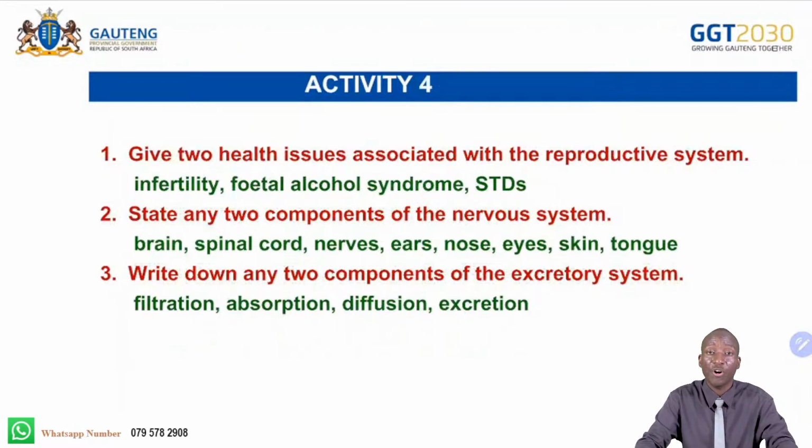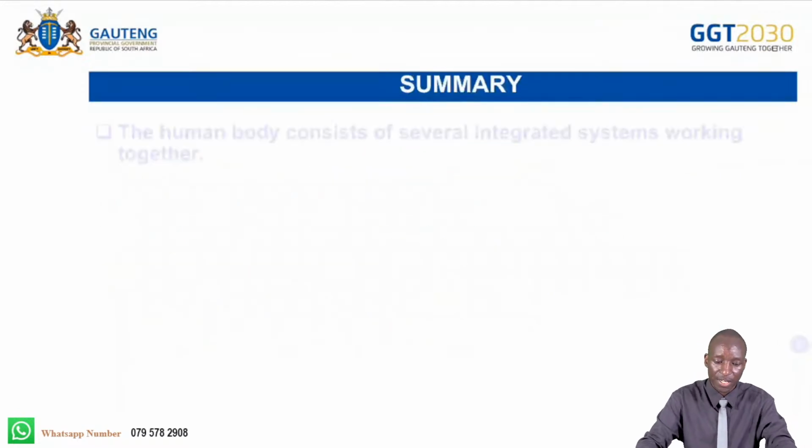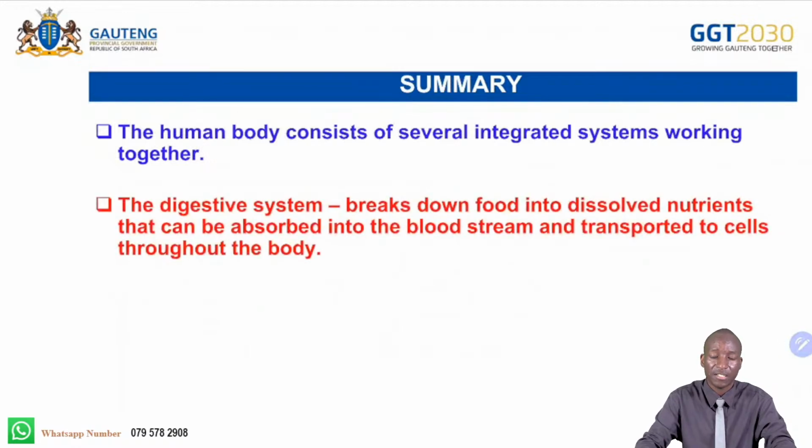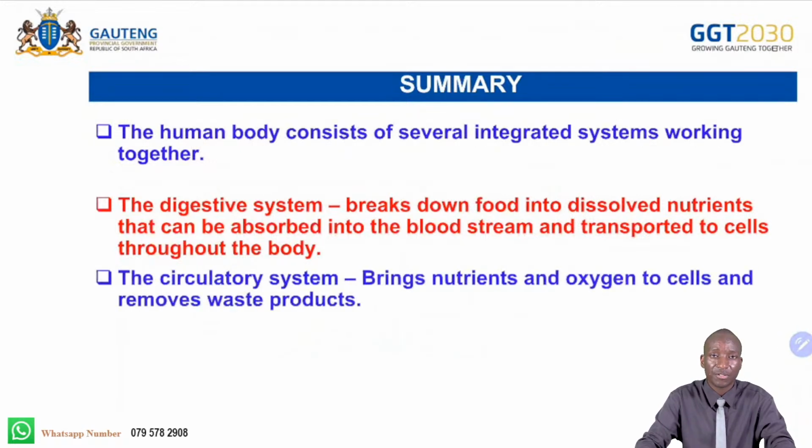So that's all about activity number 4. That's our last activity. Now let's summarize our lesson. The human body consists of several integrated systems working together. The digestive system breaks down the food into dissolved nutrients that can be absorbed into the bloodstream, transported to cells throughout the body. The circulatory system brings nutrients and oxygen to cells and removes waste products.